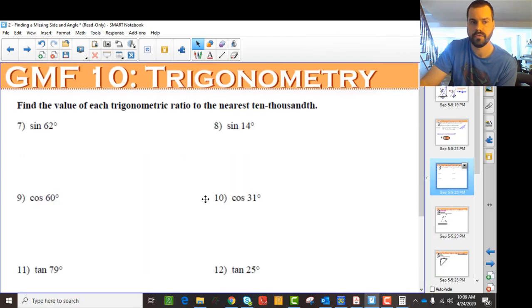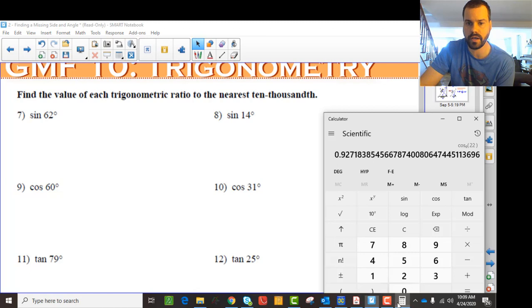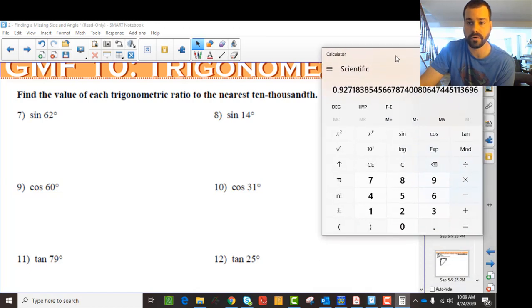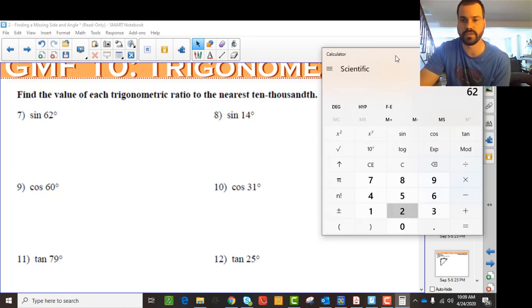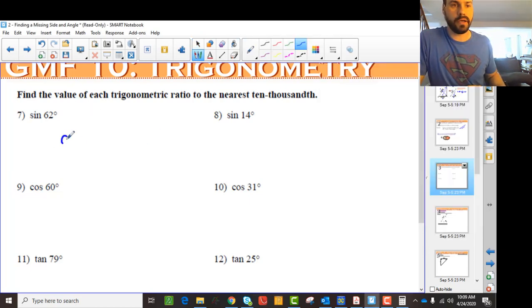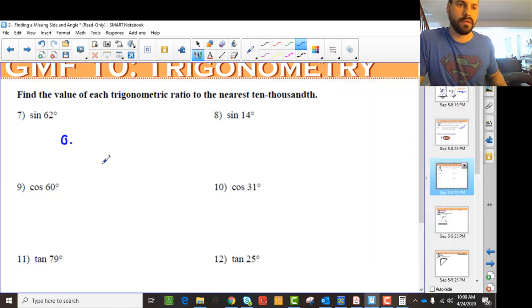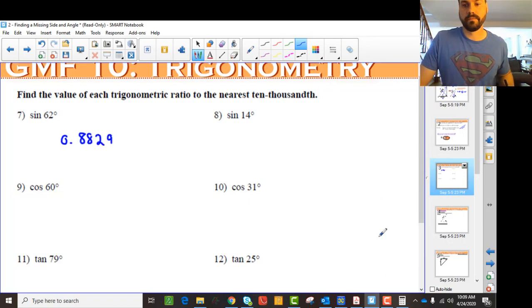So in order to do that, we're just going to do these questions and see if you can get these ratios to work. I want you to take your calculator out and do these, because it's really an important skill to be able to use a calculator to find these. My calculator makes me hit 62 and then sine to get that answer. It asks me to do it to the nearest ten-thousandth, so it's 0.8829.